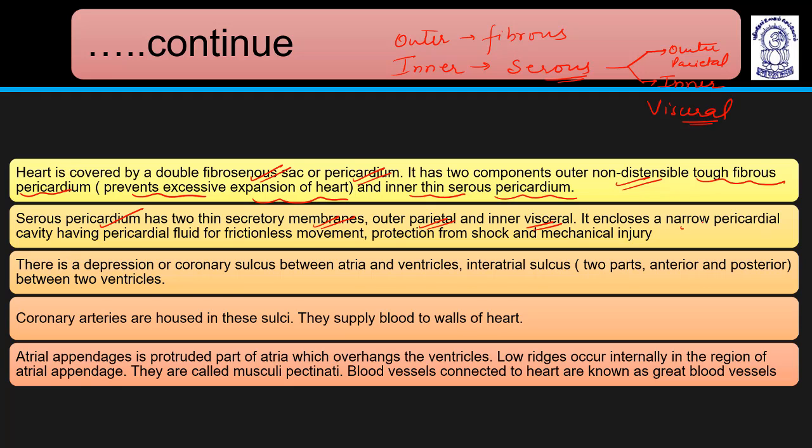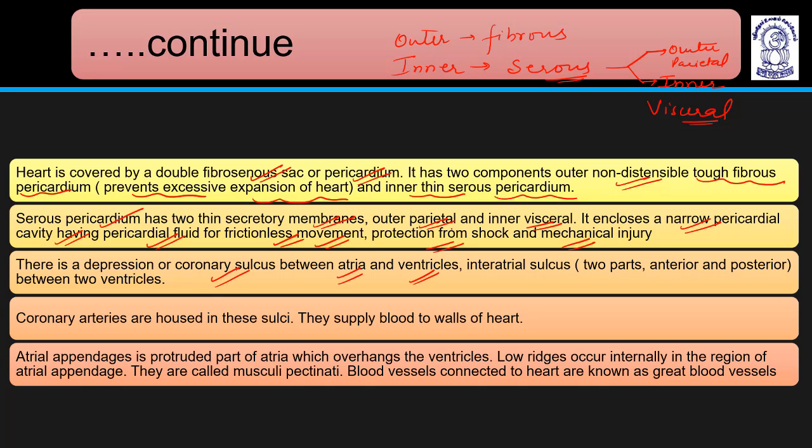It encloses a narrow pericardial cavity having pericardial fluid for frictionless movement, and protection from shock and mechanical injury. The serous pericardium has two thin secretory membranes, outer parietal and inner visceral. The pericardial fluid provides frictionless movement of the heart walls and protection from shock and mechanical injury. There is a depression or coronary sulcus between atria and ventricles.